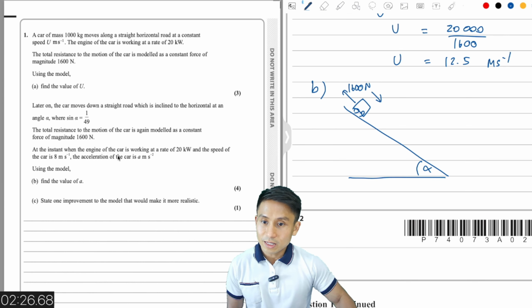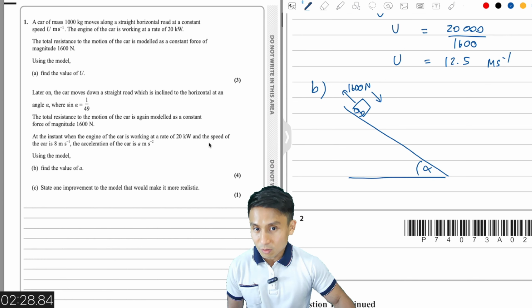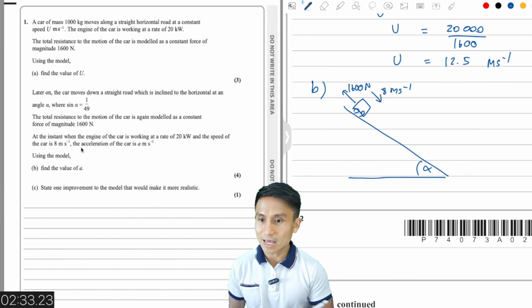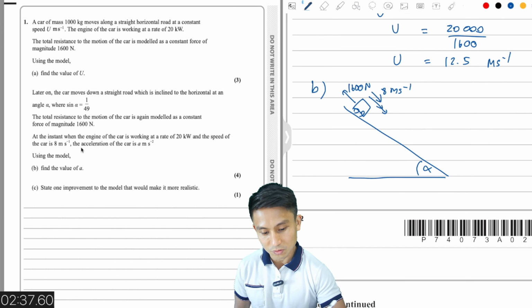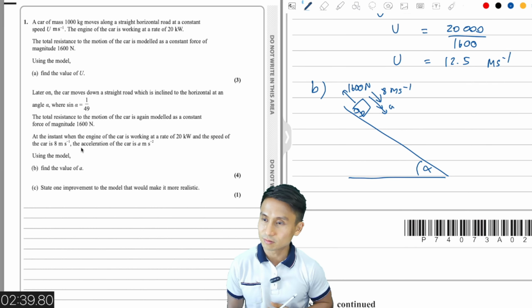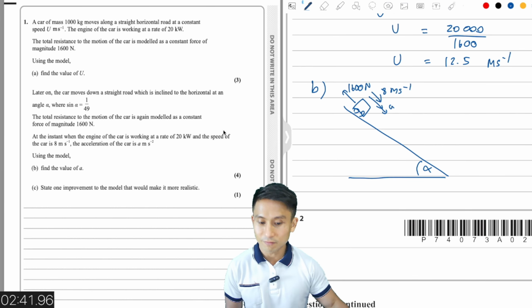At the instant when the engine of the car is working at the rate of 20 kilowatts and the speed of the car is 8 meters per second, we know that it's going down at 8 meters per second. The acceleration is a; for acceleration I use a double-headed arrow, like that. Find the value of a.